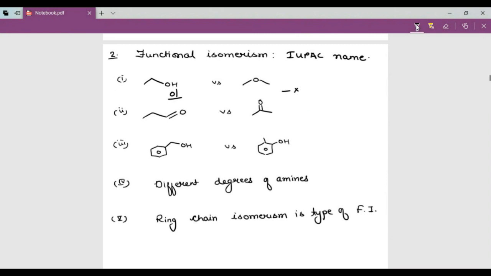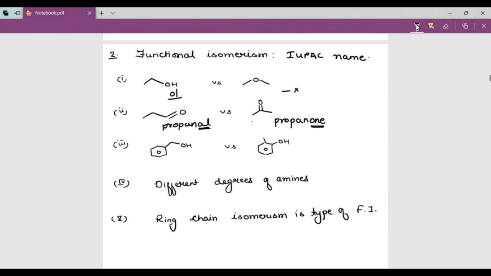They exhibit functional isomerism. Now, this otherwise you may find to be identical, that both have a carbonyl functional group. But no, if you go by the IUPAC name, you will see that the suffix in the two is different. Here you will call it propanal, and here you will call it propanone. So one has "al", the other has "one". So different functional group. One is an aldehyde, another is a ketone. Aldehydes and ketones are functional isomers of each other.